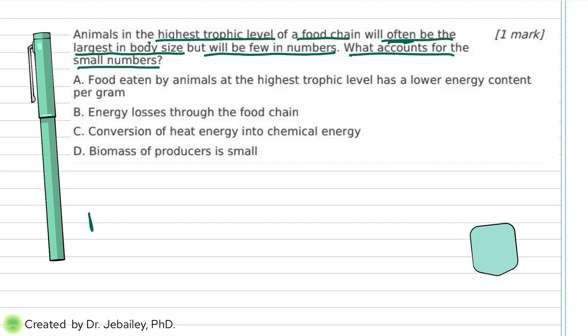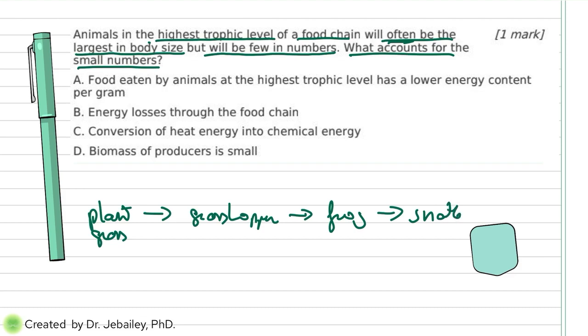So here's like saying, let's just say I have a plant, in this case a grass that is eaten by a grasshopper. And then the grasshopper is eaten by a frog. And then the frog is eaten by a snake. And the snake can be eaten by a human, right? So what they're saying is, we see the human has a bigger size than the snake, right? Now they're asking, why will there be few numbers?